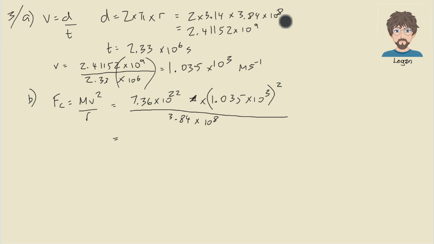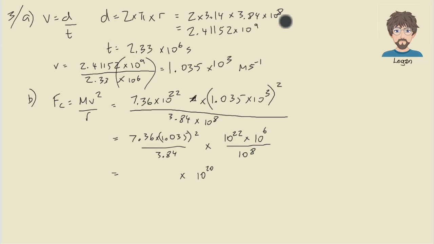So we do this calculation. Again, I'm going to do the numbers separately. 7.36 times 1.035 squared over 3.84. And then I'm going to do the tens, 10 to the 22, 10 to the 3 squared is 10 to the 6. It's the equivalent of 10 to the 3 times 10 to the 3, which means we add up the powers, all over 10 to the 8. Let's do this one over here first. 10 to the 22 times 10 to the 6 is 10 to the 28, divided by 10 to the 8 is 10 to the 20.